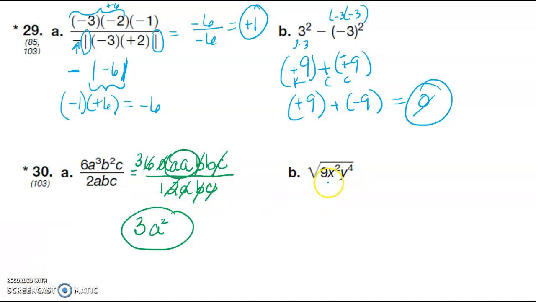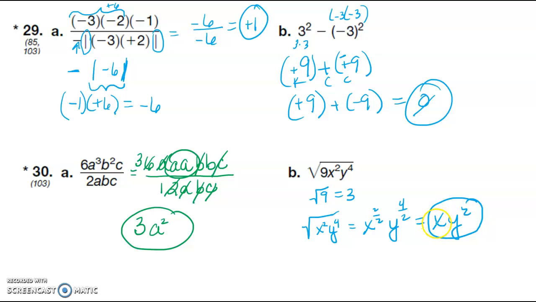And here I have square root of this. So I know that the square root of 9 is 3. And then I know when I take the square root of this, I get x to the 2 over 2, y to the 4 over 2, which is x, y squared. Oh, wait. We need to put the 3 in front of that. Okay, so this is xy squared. But the whole thing is going to be 3xy squared.